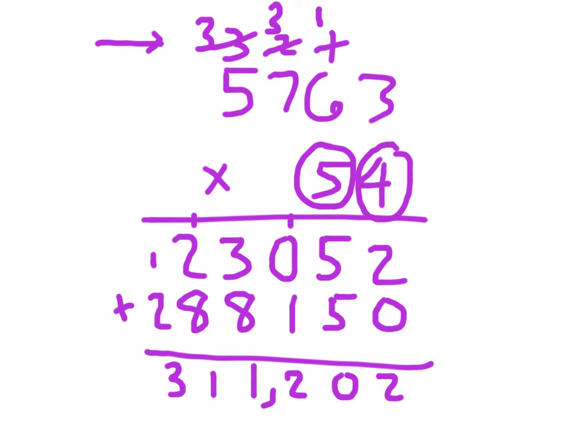When I'm done, I do place my comma. I look to see whether I have a 6-digit answer or even a 7-digit answer. That's one of the checks that you can do. 1, 2, 3, 4, 5, 6 digits. 4 digits by 2 digits, 6 digits, that's reasonable, makes sense. 5,763 times 54 is this right here, 311,202. And that's multiplying larger numbers by 2 digits.